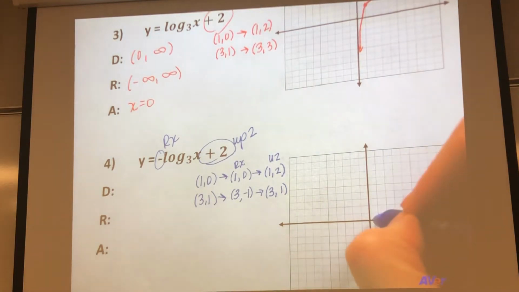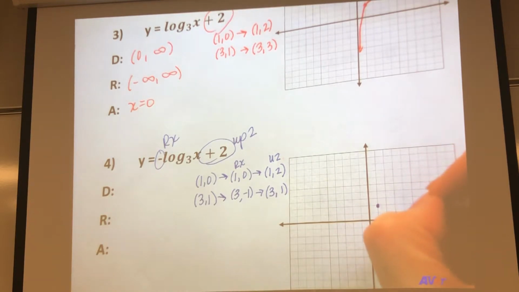So you can also do that on the graph. If your original point is (1, 0), reflecting over the x-axis keeps it right there, then move up 2. Or if you had the original point (3, 1), you reflect it down to here, and then move up 2.